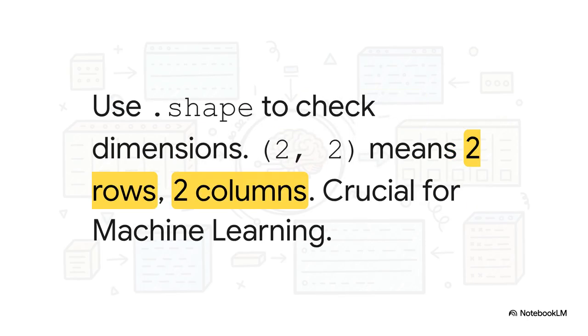Okay, so you've made an array. What's the very first thing you do? Seriously, almost every time, you check its shape with .shape. That output, (2, 2), just tells us we have 2 rows and 2 columns. Now this seems basic, but I promise you, understanding and managing array shapes is absolutely critical in machine learning. Mismatched dimensions are probably the number one reason your code will crash.